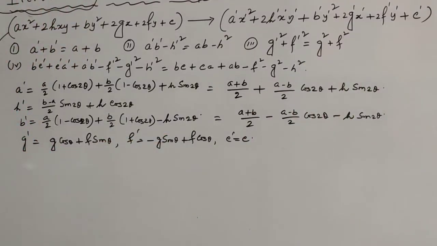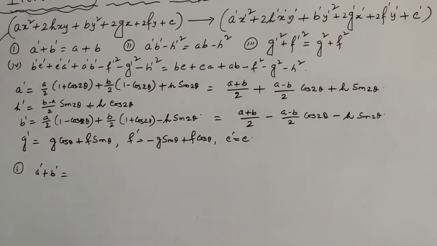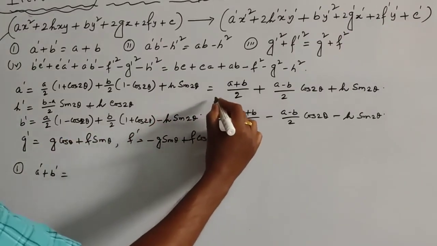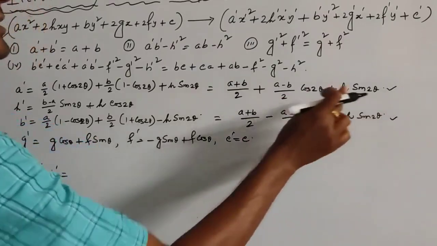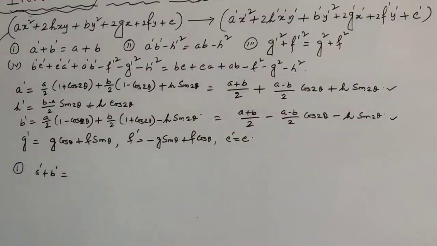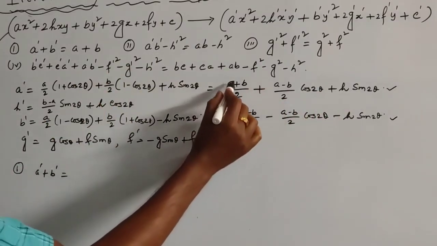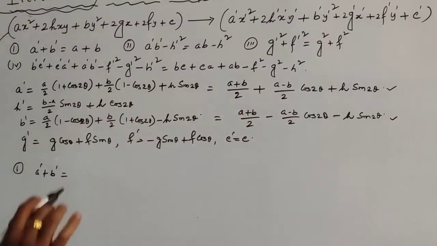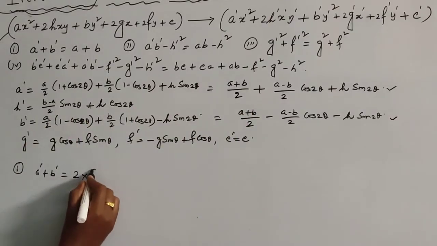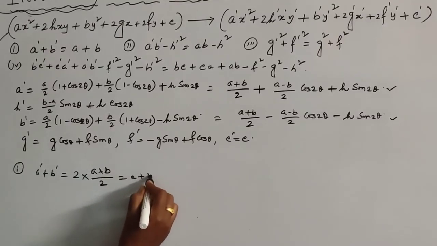Now we prove the result one by one. First, result 1: a dash plus b dash. Now if we add a dash and b dash, it is clear that this cancels out, this also cancels out, and this is (a plus b) by 2 plus (a plus b) by 2, that is 2 into (a plus b) by 2, that is a plus b.